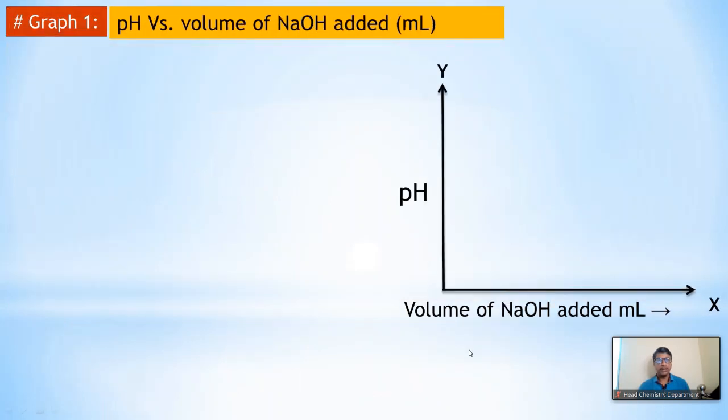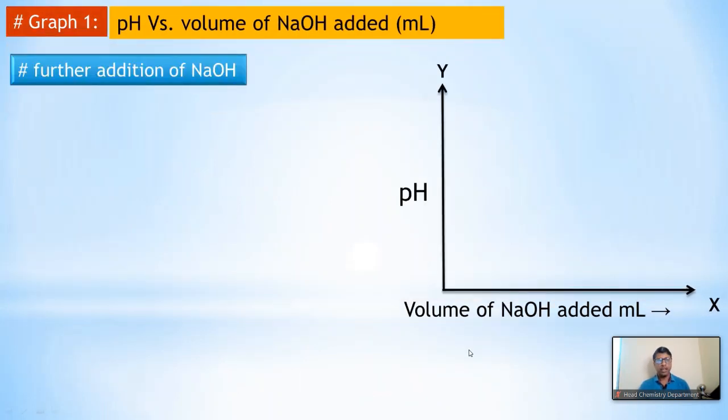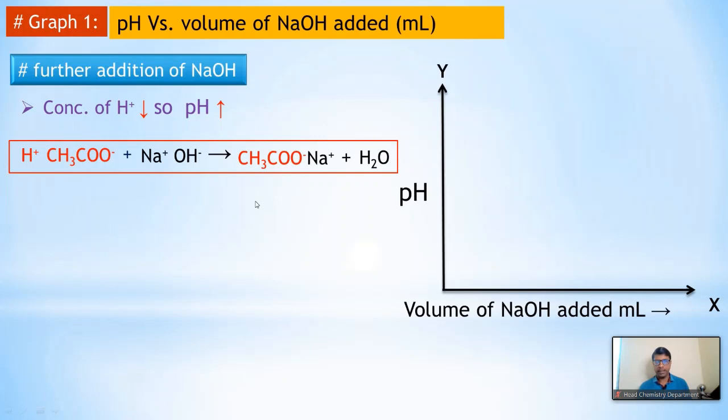Again, if you continue this addition of NaOH into this acetic acid solution and measure the pH, you find a decrease in the concentration of H plus ion, and as H plus ion decreases, pH increases. Here the simple neutralization reaction proceeds, resulting in a decrease in H plus ion, and according to our concept, if the concentration of H plus ion decreases, pH increases. So this is the graph we get.